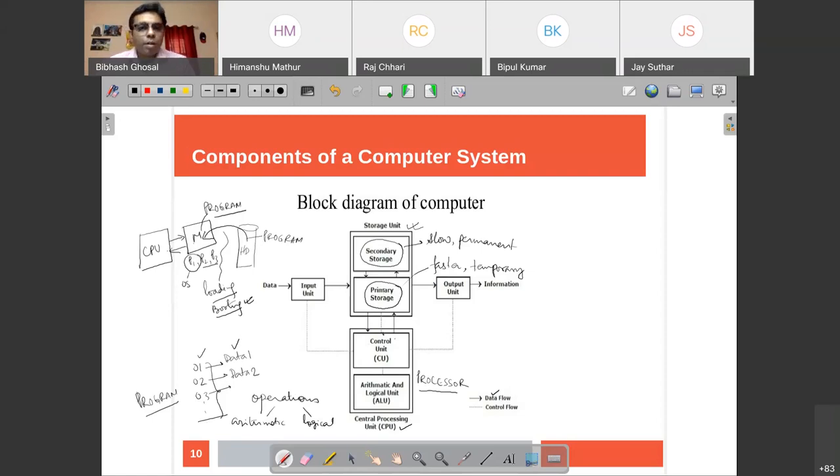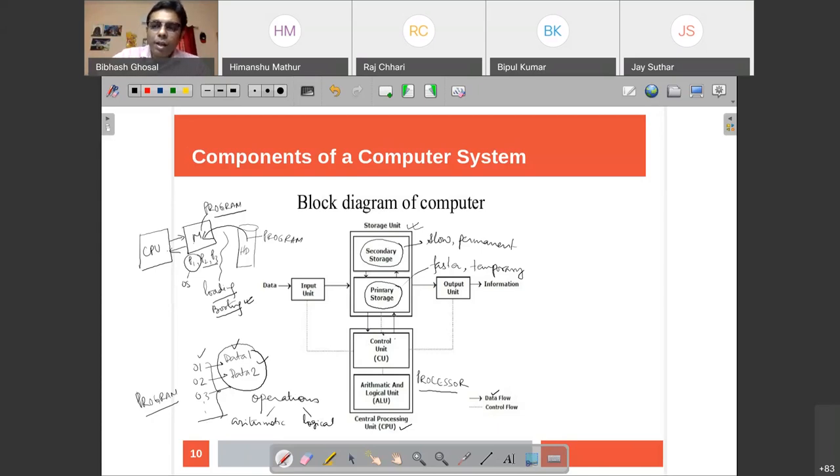Now, in addition to that, you also have two units. One is called the input unit, and the other one is called the output unit. The input unit is the one that provides the data. You said that the data has to be stored in the memory. But how will you get this data from the external world? Who will provide it? So there are different interfaces or units that help to get this data and store it in the storage devices. So the input unit will provide the data that will go and be stored in the storage devices.